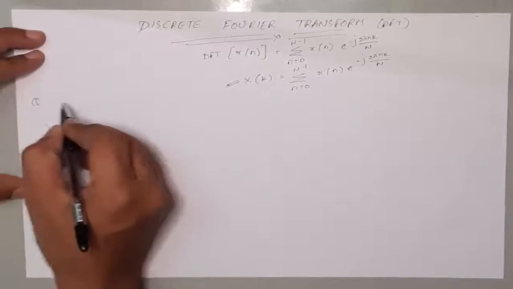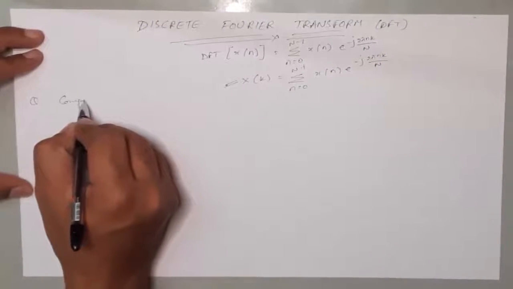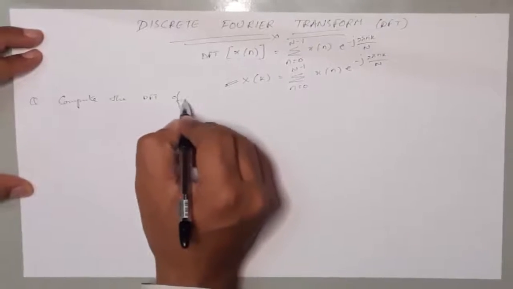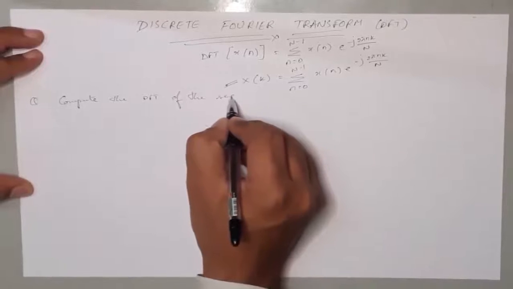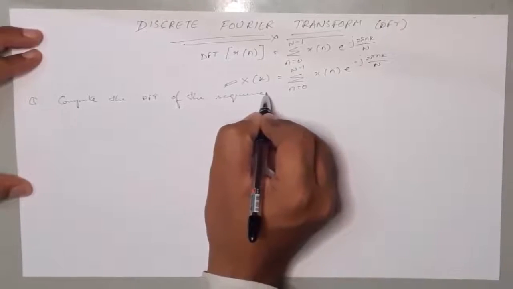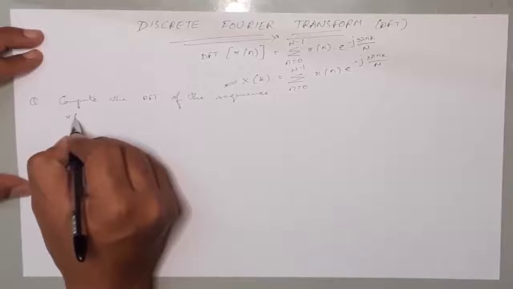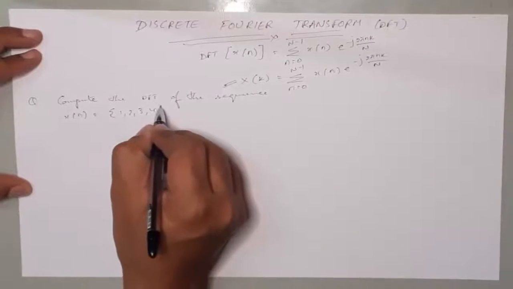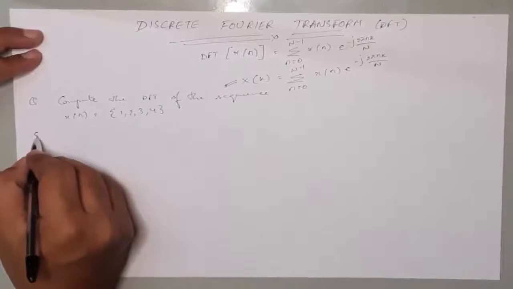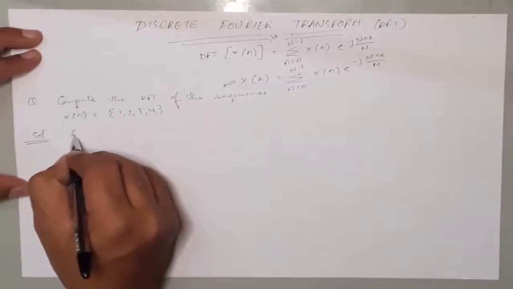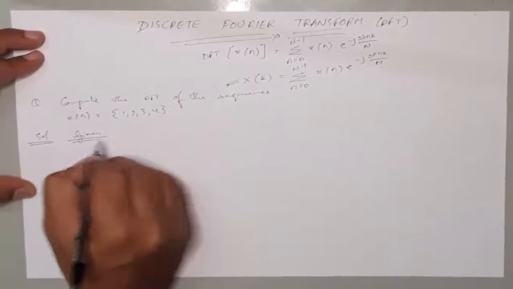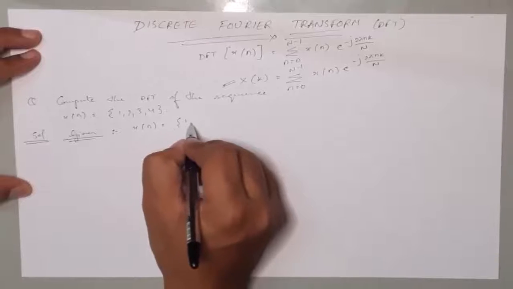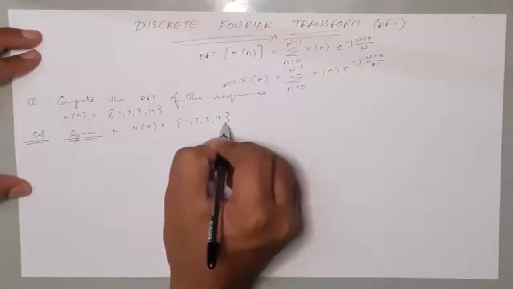So we will take the question: compute the DFT of the sequence x of n is equals to 1, 2, 3, 4. So we'll take the solution. First we'll write down the given data. What is given to us? X of n is given. So x of n is 1, 2, 3, 4.